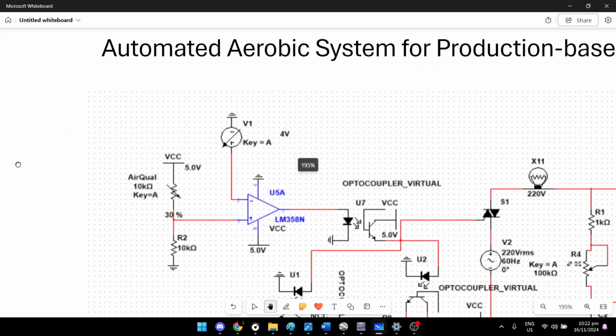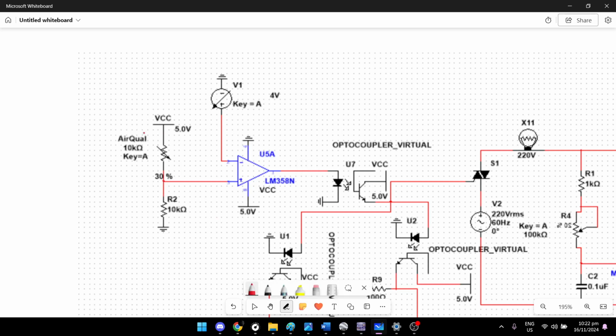Okay, let's start. We have here our detection system. It uses the LM358N, an operational amplifier in comparator mode. Here I have a voltage divider connected to the inverting input, and I also have a reference voltage connected to the non-inverting input.